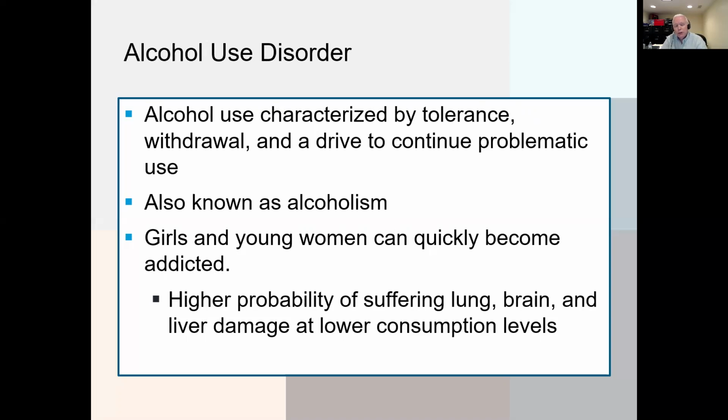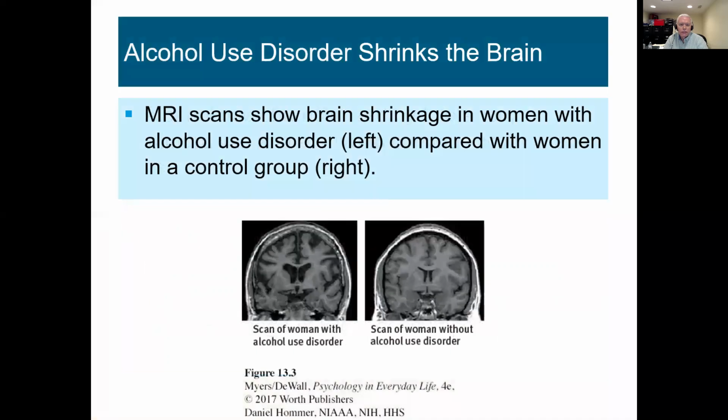Alcohol can cause damage to various organ systems in the body, including, of course, the brain, and cirrhosis of the liver is a condition associated with liver damage from alcohol abuse. In this slide, we see MRI scans of two women, one with alcohol use disorder and one without. And you'll notice in the scan on the left, there are larger empty spaces in the brain. Especially, you'll notice the ventricles in the center of the brain. They're much larger for the woman who has alcohol use disorder compared to the one who does not, indicating rather extensive brain damage, loss of neurons in the brain of the woman with alcohol use disorder.